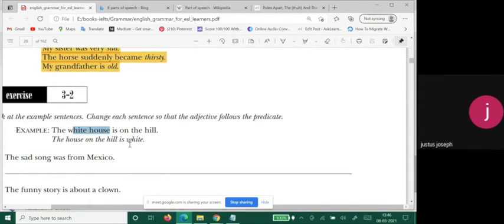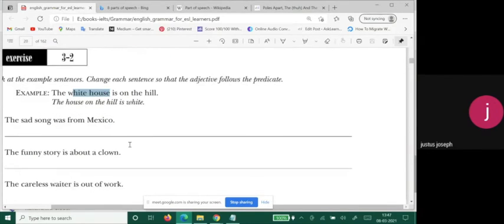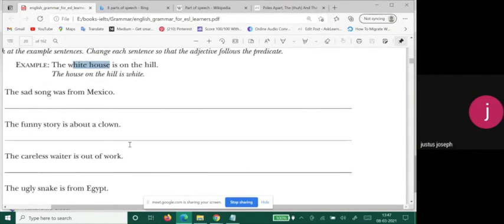So, the sad song was from Mexico. Now change it. The song from Mexico was sad. So two ways of writing the same sentence, right? Two structures you learned. Okay? The funny story is about a clown. The story is funny. The careless waiter is out of work. The waiter out of work was careless. He's careless.